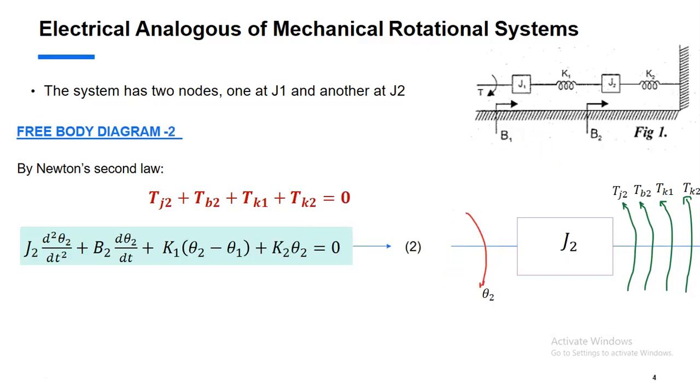Now we see a free body diagram with respect to J2. We are considering the angular displacement as theta 2. J2, B2, K1, K2 are all opposing torques. Here there is no applied torque, so we have a torque balance equation like this. K1 is between two J's, so it is theta 2 minus theta 1. K2 is between J2 and a reference, so it is K2 into theta 2.